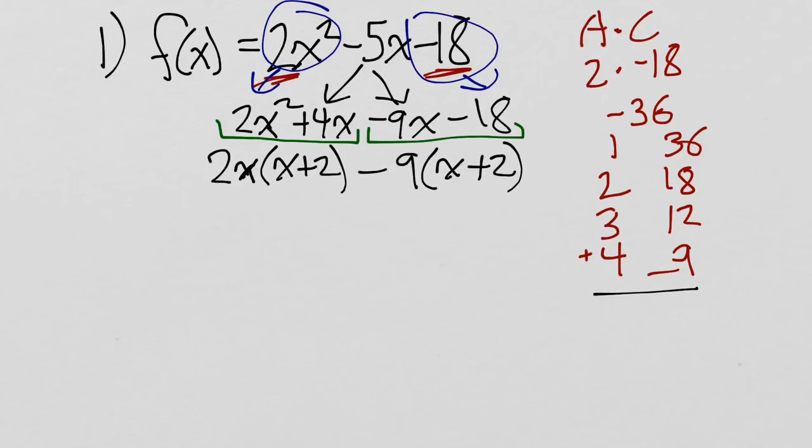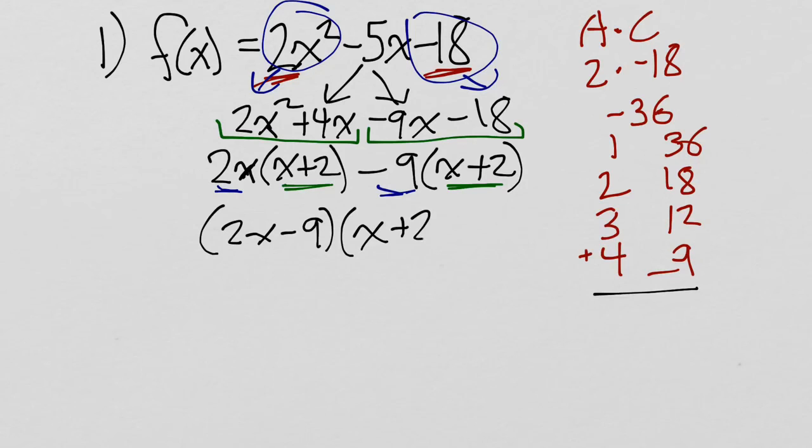Okay? Now, we're almost done. This has to match this in order for us to be able to factor this by grouping. And it does. They're both x plus 2. So since those are both x plus 2, I can then combine this one with this one, and my ending answer is going to be 2x minus 9 times x plus 2. And I'm done.